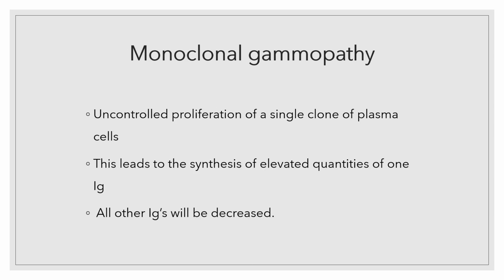A monoclonal gammopathy is characterized by a very increased set of one type of immunoglobulin, and the T cell response is also suppressed. It's an uncontrolled proliferation of a single clone of plasma cells. This leads to the synthesis of elevated quantities of one antibody, and all other antibodies will be decreased. This is typical: most immunoglobulins go down, and it's also typical that T cell responses are dysfunctional. Some monoclonal gammopathies would include diseases such as multiple myeloma, Waldenstrom's macroglobulinemia, and cold agglutinin disease. So let's go ahead and talk about multiple myeloma in the next slide.